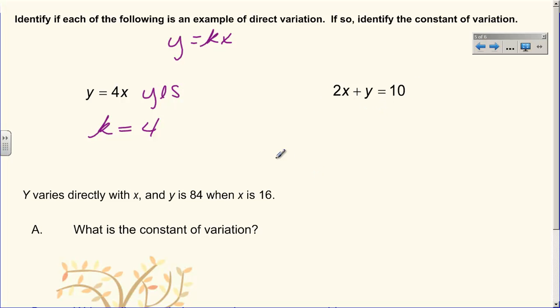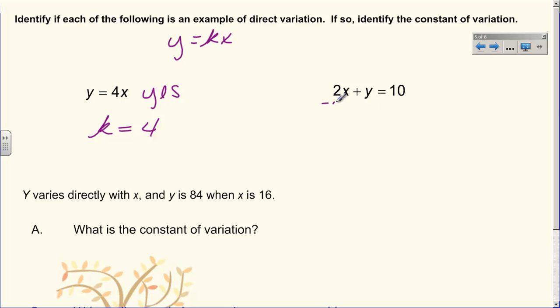Now, number 2 over here does not look like this right now. What we need to see is if it can be rewritten, and the reason we did literal equations a couple days ago is because now we're going to rewrite. Right here, y is by itself. So right here, I want to get y by itself. That's the only way I can determine if it's a direct variation.